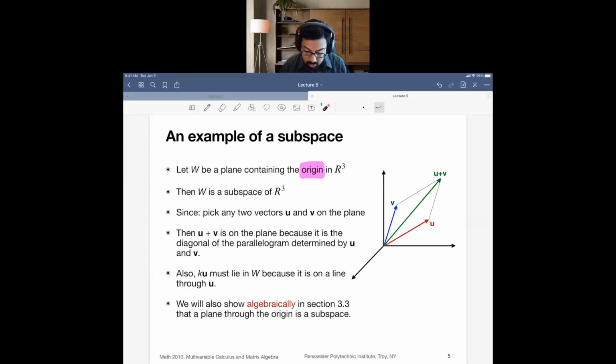Next, what about scaling U? If you scale U, it can go up or it can go down, but no matter where it goes, as you're scaling U and V, the results are also going to be on that same plane W. So kU, any vector that has been scaled, is going to also lie in W. If you consider just U, it is going to be on the line through U. So for example, over here, let me just sketch.